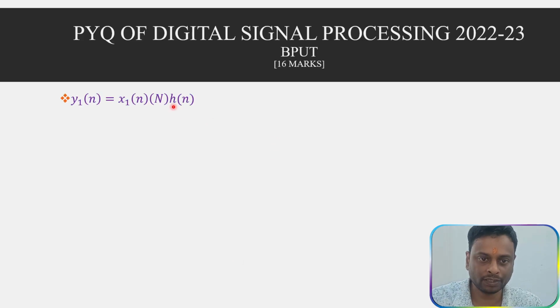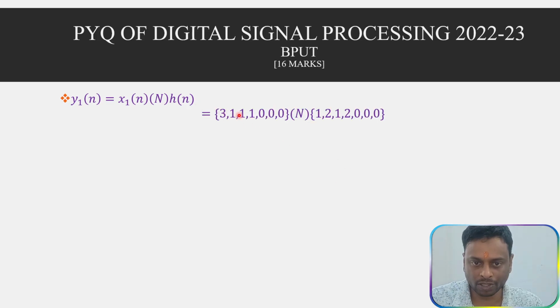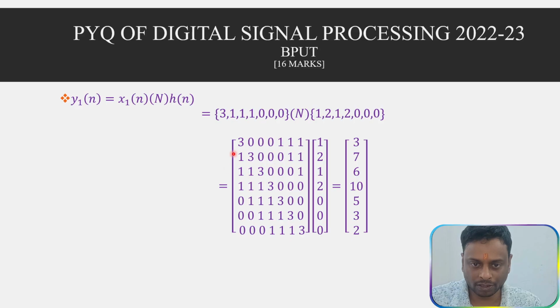That is x1 of n circular convolved with h of n. So this is the x1 of n, then you have to convolve it with h of n. So this is our circular convolution, where we have used the matrix multiplication method. This method is called the matrix multiplication method.